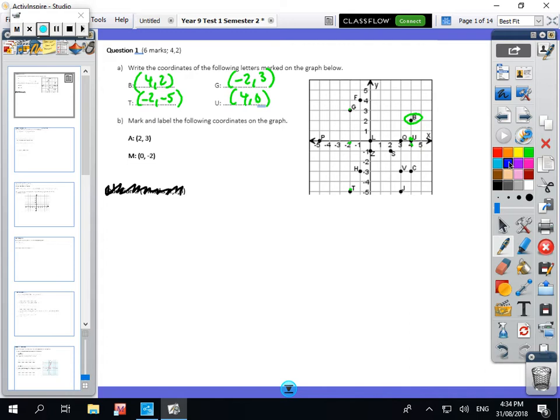Okay, change the colour. Where's 2, 3? 2, 3 is there, so that's the letter A. 0, minus 2 is there, that's the letter M. So you should have hopefully got up to a good 6-mark start.